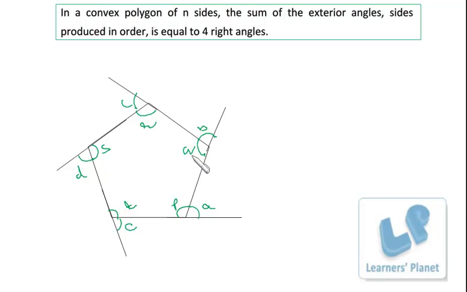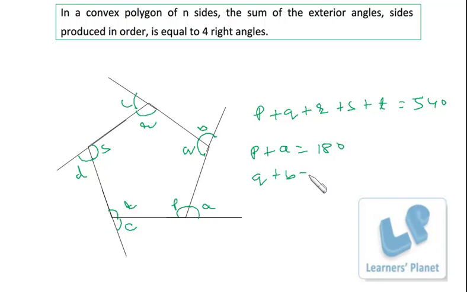Now P plus Q plus R plus S plus T, I'm not marking the angles in the figure, but you just understand that P plus Q plus R plus S plus T is equal to 540. The sum of angles of a pentagon is 540. We have just done it, right? Now P plus A is 180 degrees, being a straight line. Q plus B is also 180 degrees. R plus C, same reason, linear pair, 180 degrees. S plus D, 180 degrees. Then T plus E, 180 degrees, right?